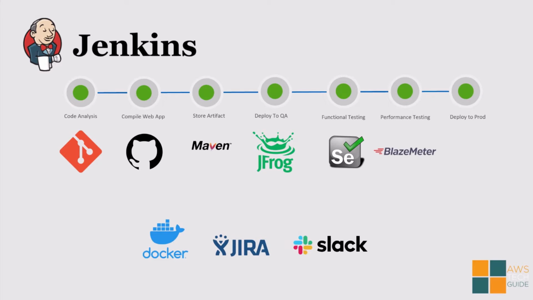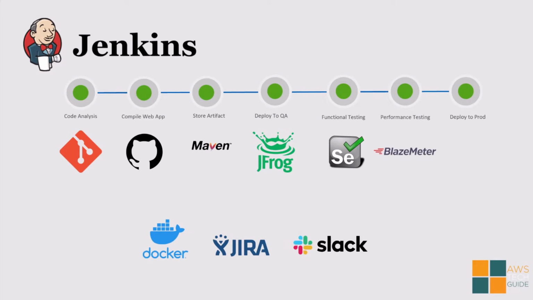We created a code quality analysis job. After successful code quality analysis, it will trigger automatically compile web app, then store artifact. After that, deploy to QA. It will automatically do the functional testing. After that, it will kick off performance testing. And once the performance testing is successfully completed, it will deploy to prod automatically.